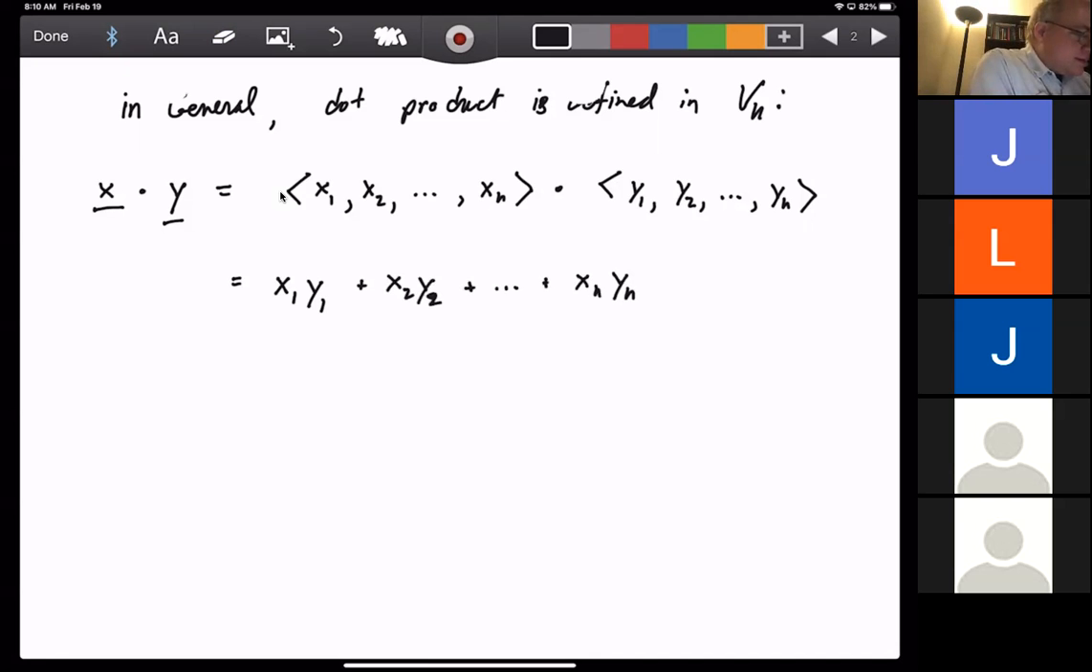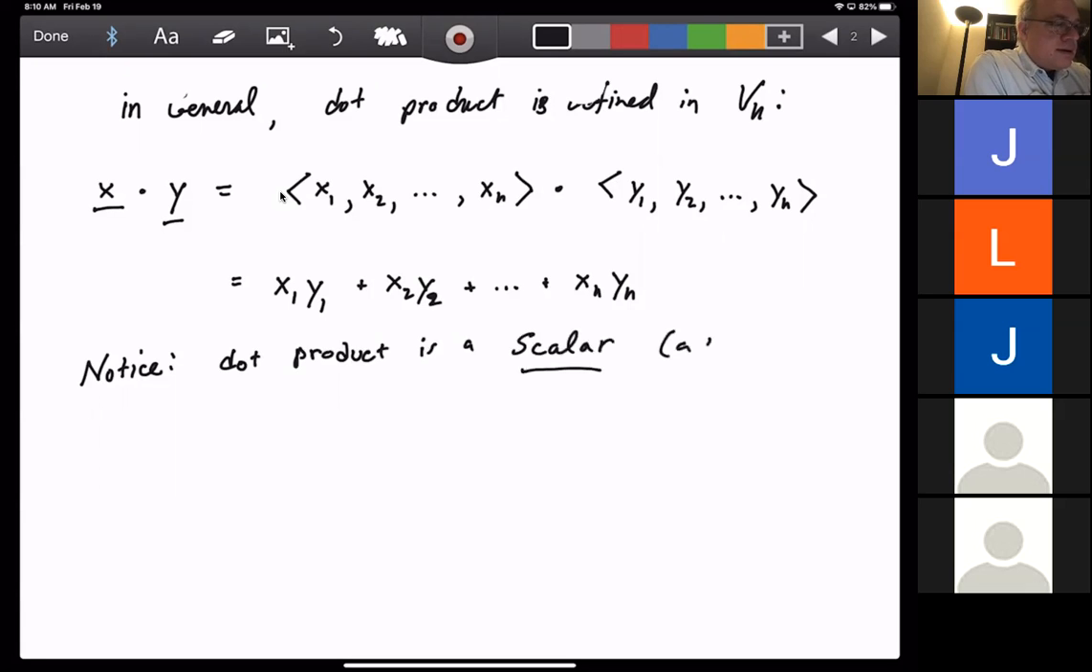Okay, so notice the dot product is a scalar, a number. The dot product is going to take two vectors that have the same number of components, and the output of taking the dot product is a number, a scalar.